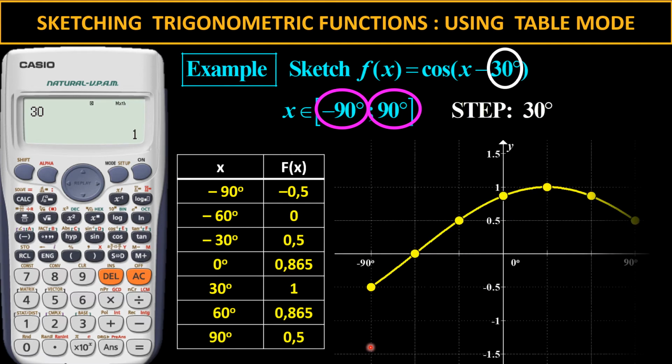And then I get my graph, and you see these x values are your grid points on your x-axis. Negative 90, negative 60, negative 30, 0, 30, 60, and 90. I didn't enter all the values, but those are the grid points there. And you plot the corresponding points. The plotting of points should not be problematic at all.